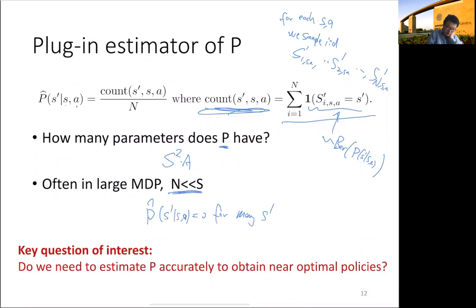Let's say that we're only getting N S A samples, and each sample contributes to at most one entry, right? So when we do not see anything, this count will be 0. Therefore, this matrix will be sparse, right? So the key question of interest is: can we still obtain near optimal policies even if we're not estimating this transition kernel accurately in L infinity norm? That is a question that you should keep in mind for the remainder of the lecture.